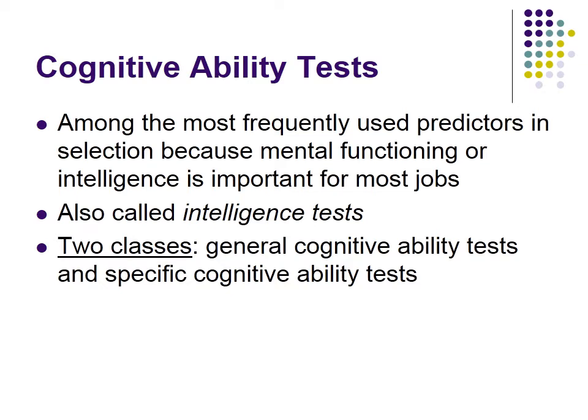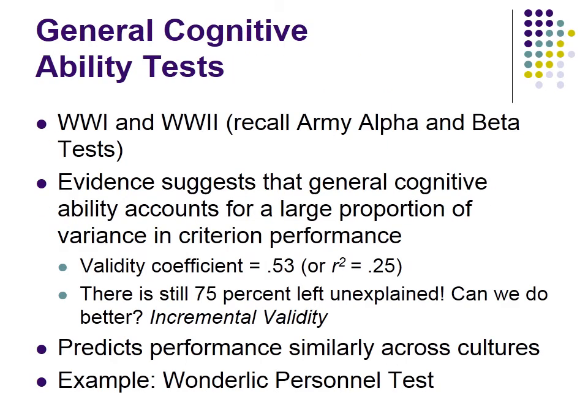There are two general classes in selection of these types of tests. General cognitive ability: in the big picture of knowledge, skills, and abilities, KSAs, these are tests meant to measure the A part, your raw ability to adapt and understand information. But there are also specific cognitive ability tests, and these typically measure more of the K, the knowledge part of knowledge, skills, and abilities, as they're trying to access what you actually know about something. General cognitive ability tests have a history, again, drawing from when I/O psychology was first called on in World War I and World War II to classify new recruits.